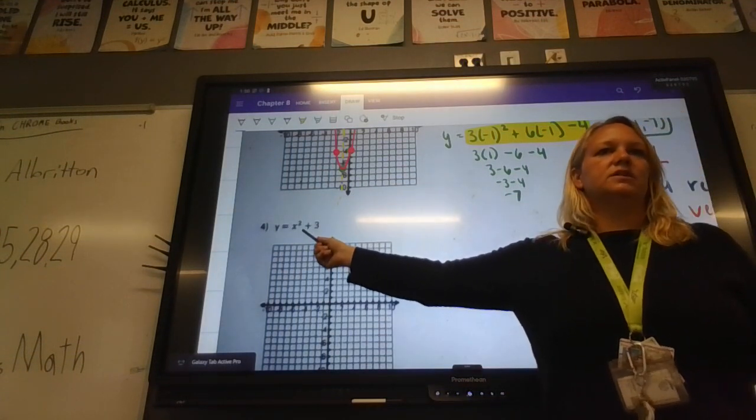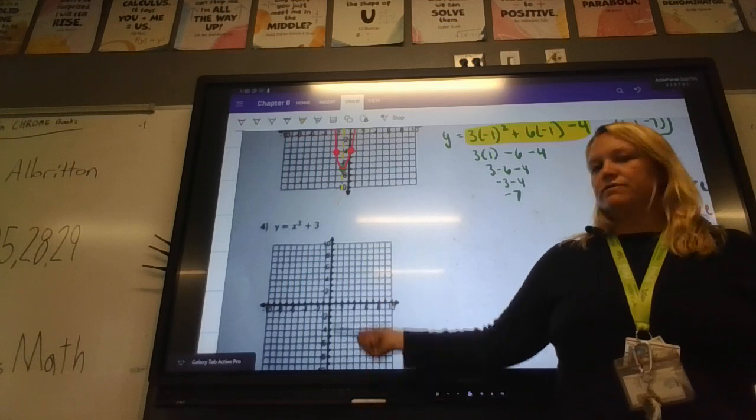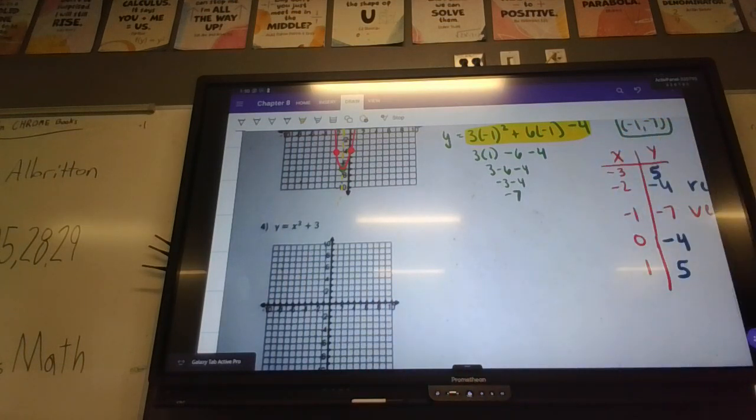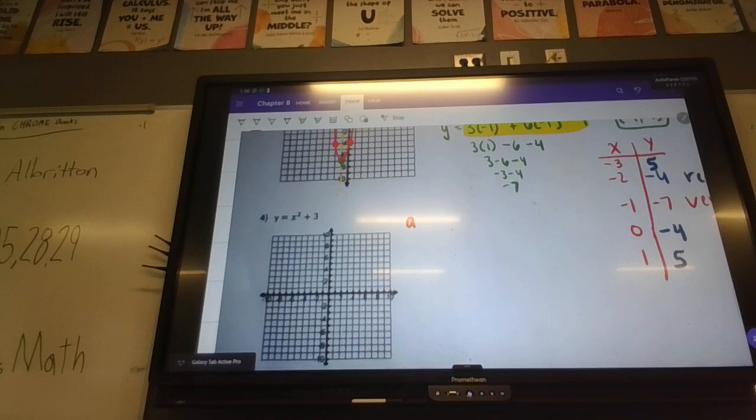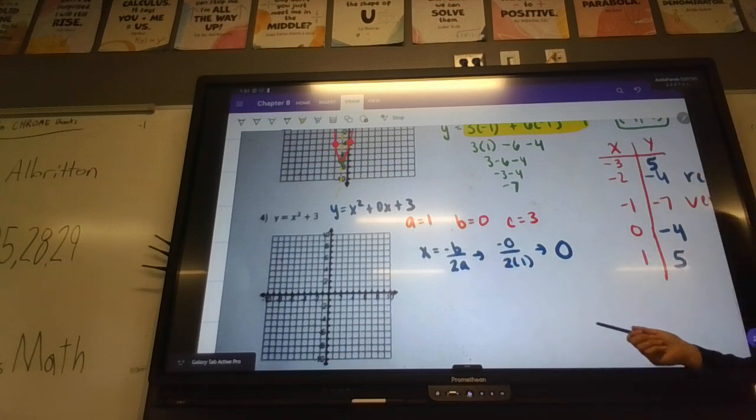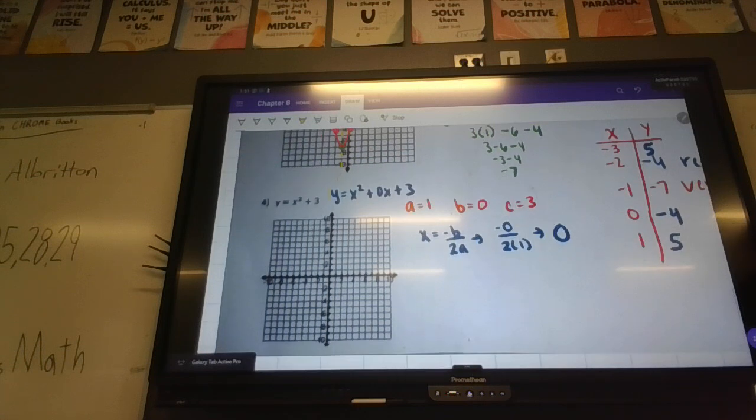There's no B. There's no middle. When there's no middle, it stays right along the axis. It's not shifted at all. So this is A is 1, B is 0, C is 3. It's like x squared plus 0x plus 3. So then when I do negative B over 2A, it's just 0. Anytime B is 0, and you do 0 divided by 2 or whatever, it just ends up 0. So that's why you're not shifted left or right. It's just going to be right at the center.